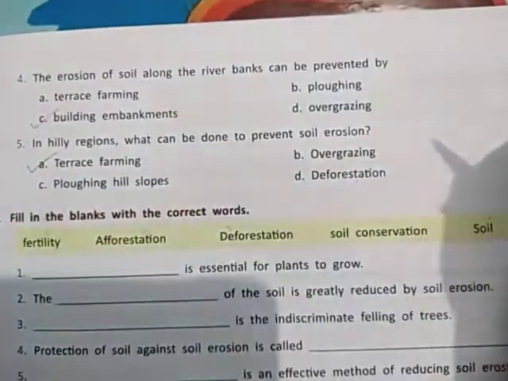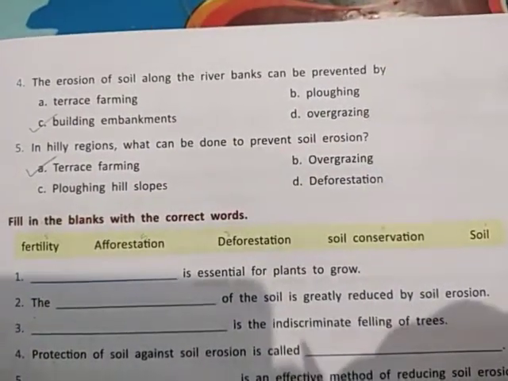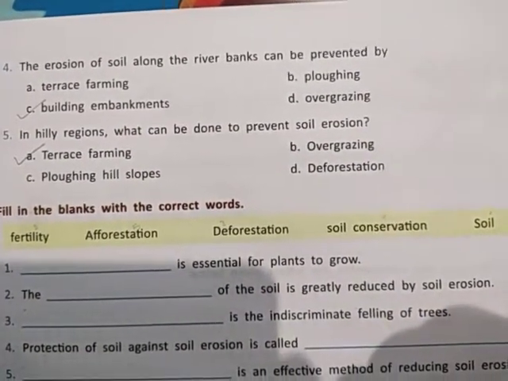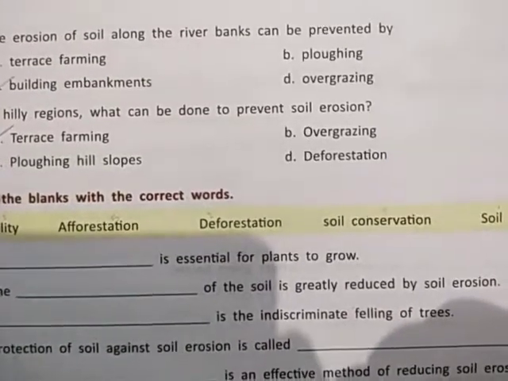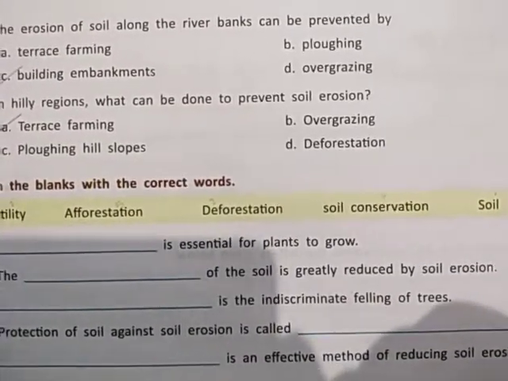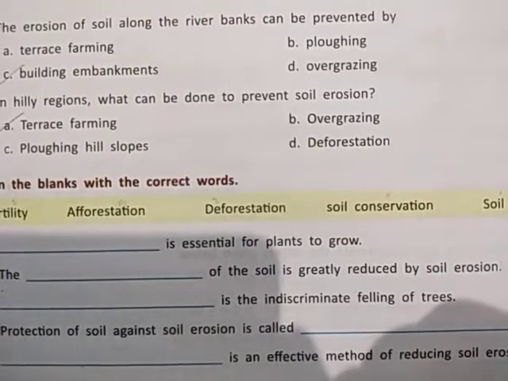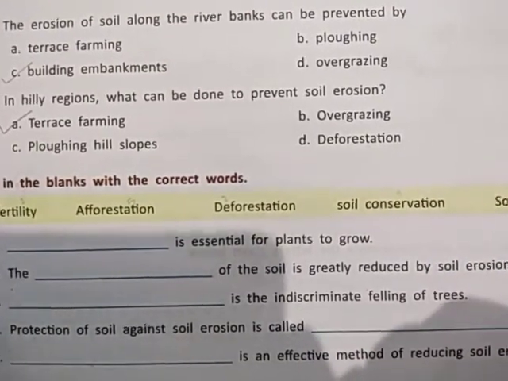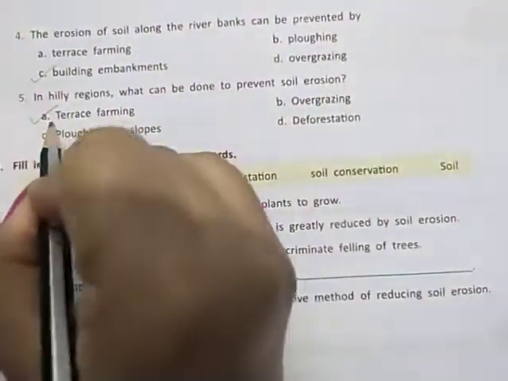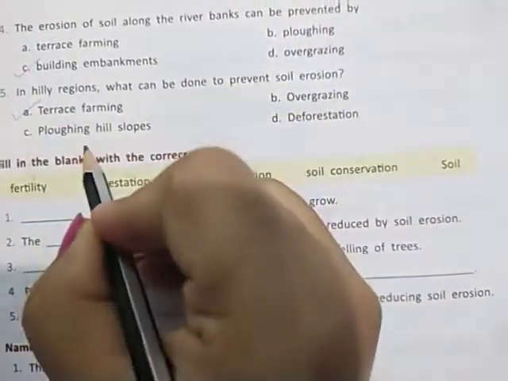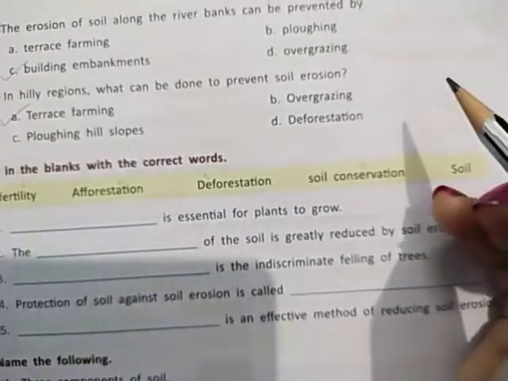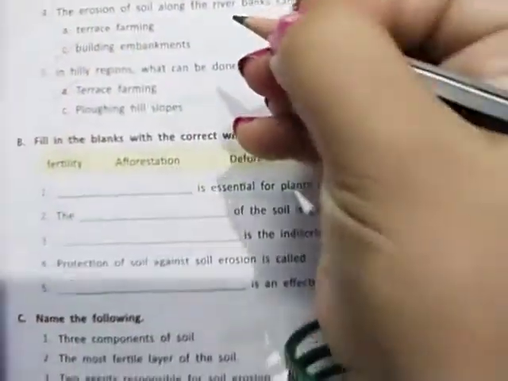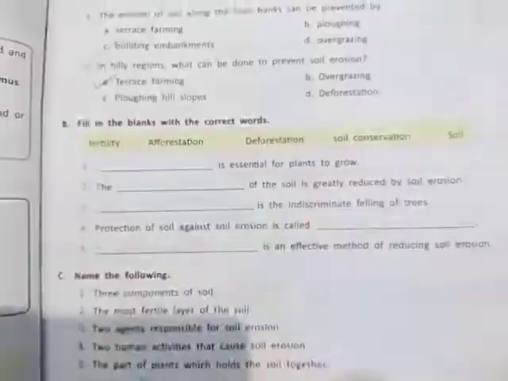Now the next question, number 5. In hilly region, what can be done to prevent soil erosion? Just as we have studied about the hilly region or the sloping area, the options are terrace farming, overgrazing, plowing hill slopes or deforestation. So the right answer will be terrace farming. This is the right answer.